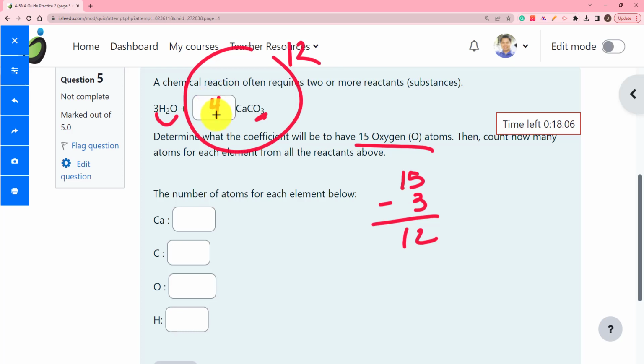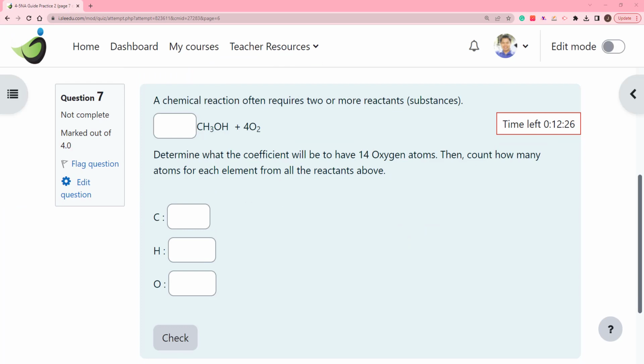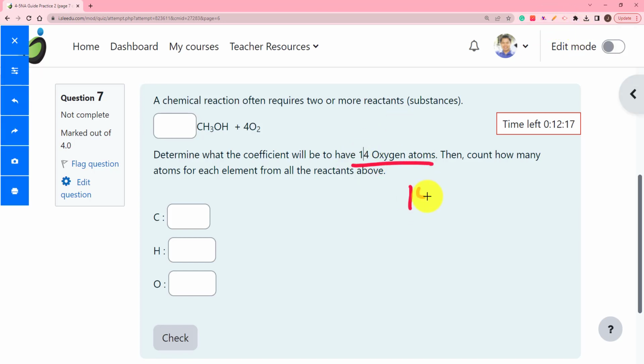So now we recount. For calcium, 4 times 1 is 4. For carbon, 4 times 1 is also 4. For oxygen, again, it's going to be 15 because we have 12 over here plus 3 here. And lastly, for hydrogen it's 3 times 2. That is 6. There you go. All right, so let's look at number 7. In this case, we have 14 oxygen.